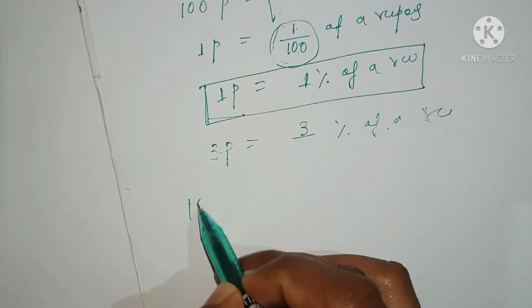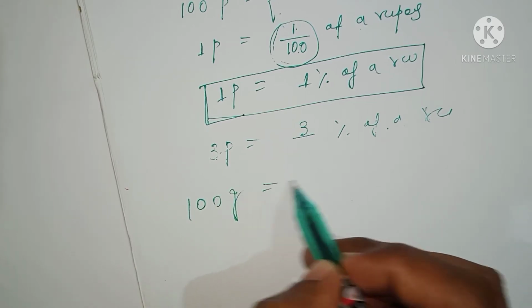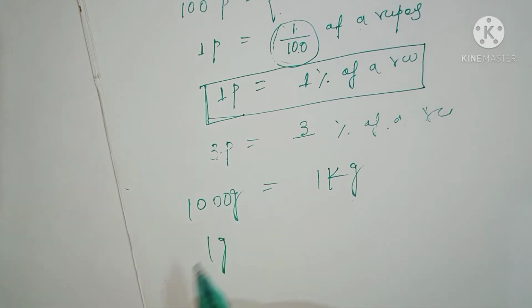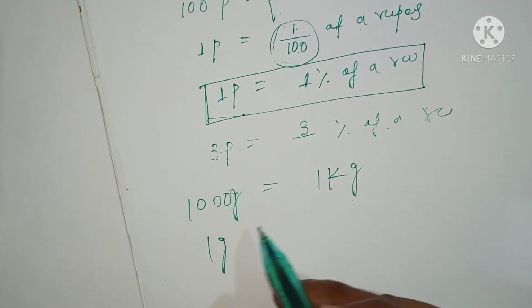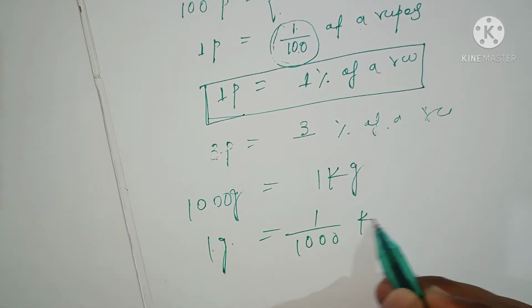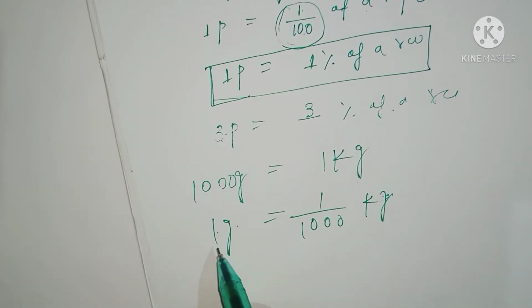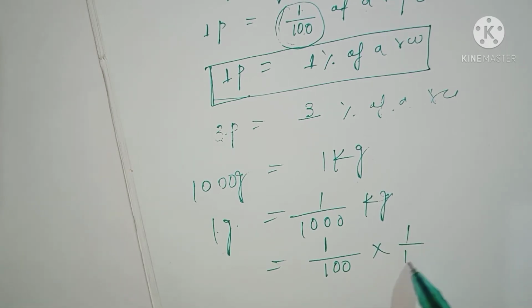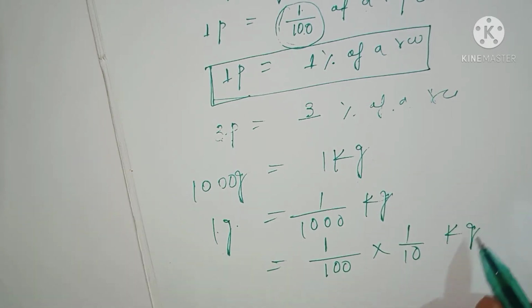Suppose 1000 gram is equal to 1 kg. This we already know. So 1 gram is equal to 1 by 1000 kg. Now the question will come: 1 gram is equal to how much percentage of a kg? See here, 1 by 100 into 1 by 10. This much kg you can write now.